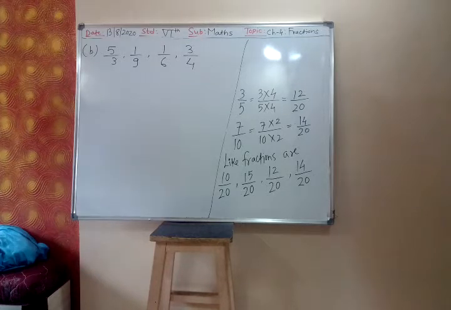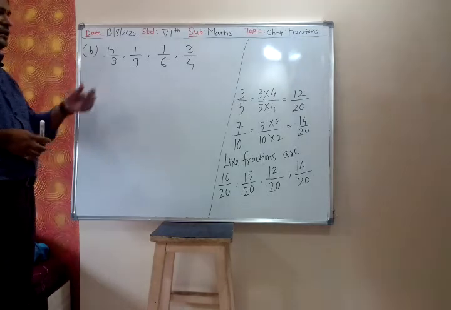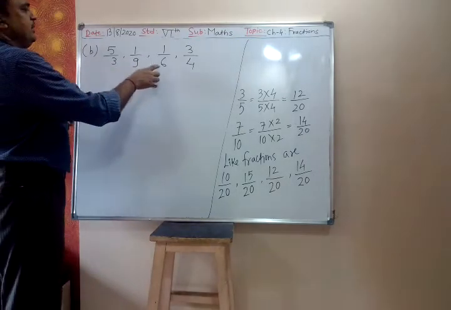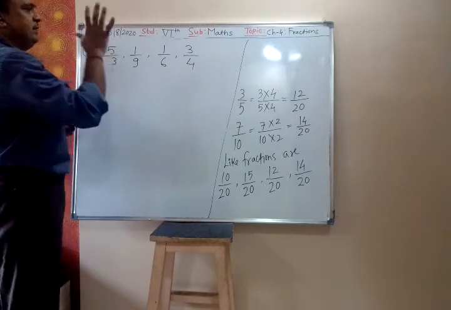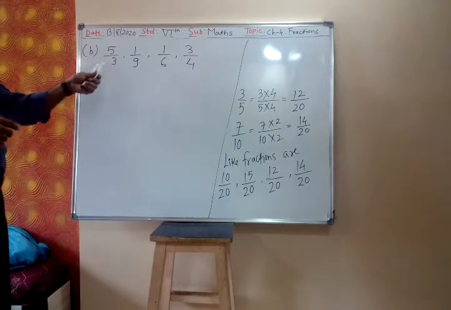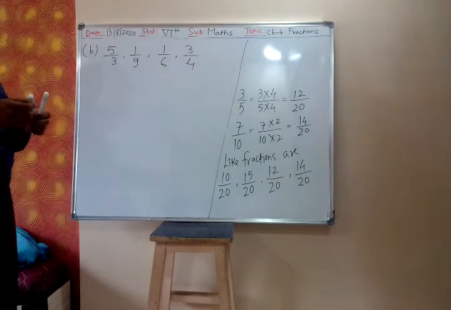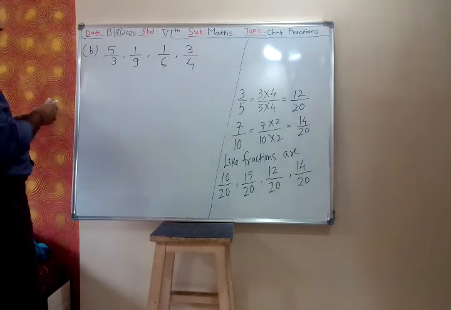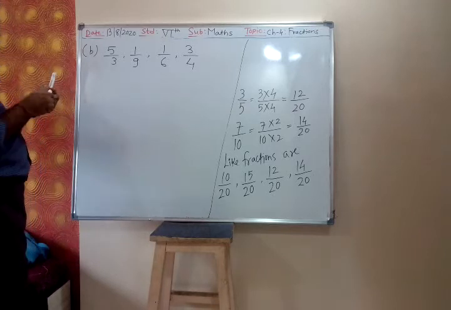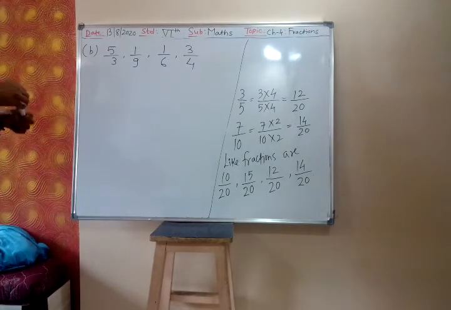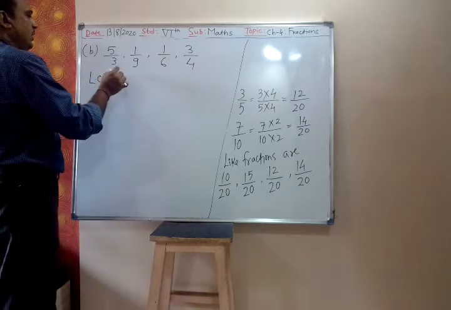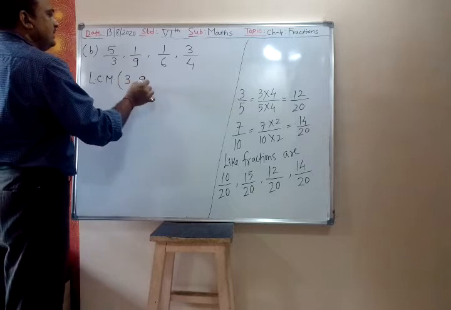Now convert these fractions into like fractions. Denominator is 3, denominator is 9, denominator is 6, denominator is 4. So they are unlike fractions. So to convert unlike fractions into like fractions, we have to make the denominator of each fraction the same. So I will take the LCM of the denominators. We write the LCM of the denominators 3, 9, 6, 4.